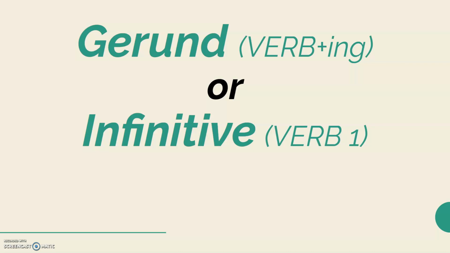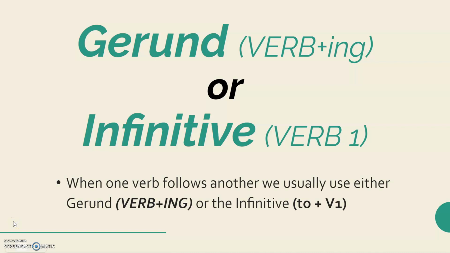Gerunds are verbs that have ing. So, for example, running, going, playing, eating, sleeping. Whereas the infinitive form of the verb, also known as verb 1, is just a very simple verb. Play, go, eat, sleep. Okay? So that's the difference between a gerund and the infinitive.